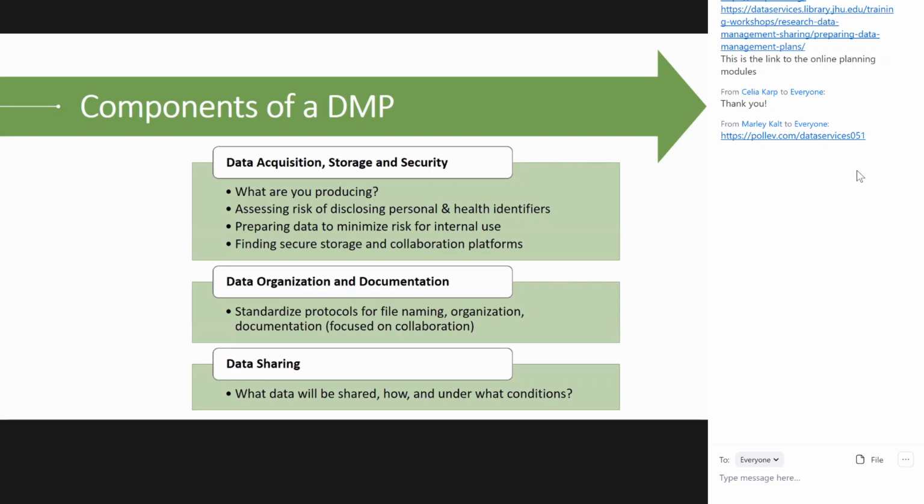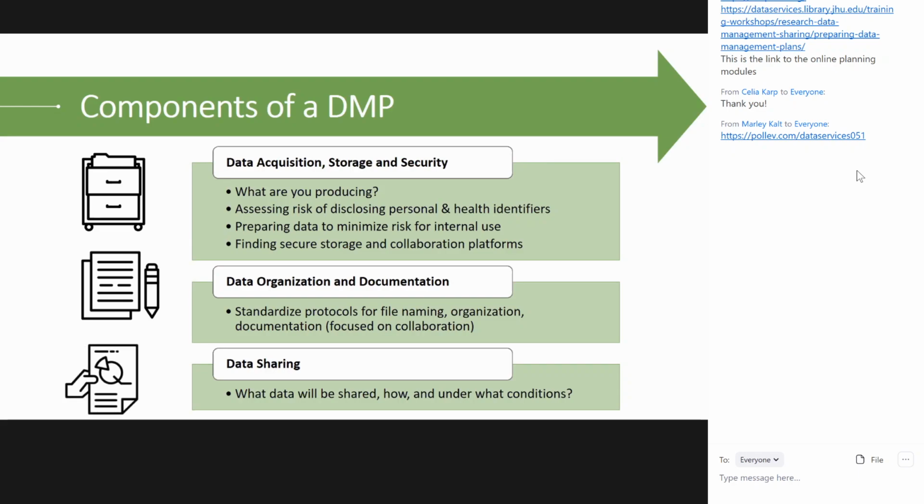So the main components of the data management plan, again, are data gathering and storage. So what is the source of the data, who will have access to it, and where will it be located? You'll also want to include information about documentation, if you're following any standards, and how you will keep data organized and consistent among collaborators on your project. And finally, data sharing. So will any data be shared, and then where and how that data will be shared.